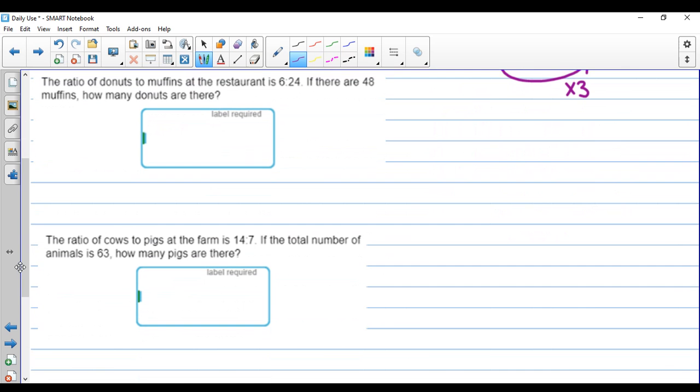In the second example, the ratio of donuts to muffins at the restaurant is 6 to 24. If there are 48 muffins, how many donuts are there? Again, I'm just going to set this up kind of in table format with equivalent ratios. How do I go from 24 to 48? I multiply by 2. So I'm going to multiply 6 by 2, and that gives me 12 donuts.